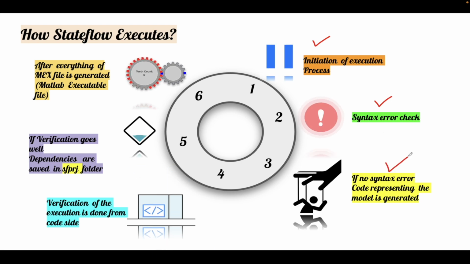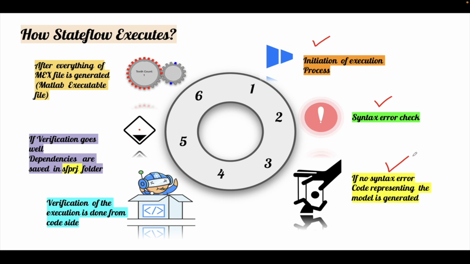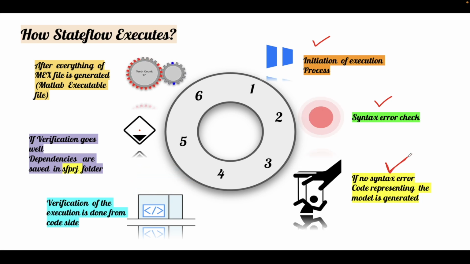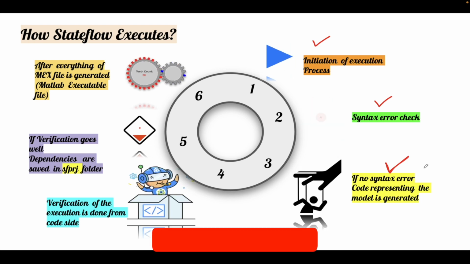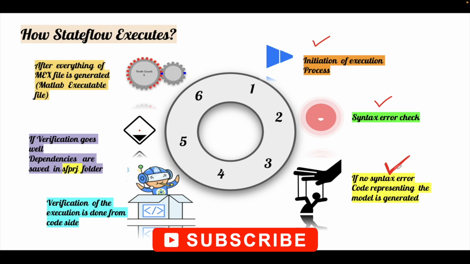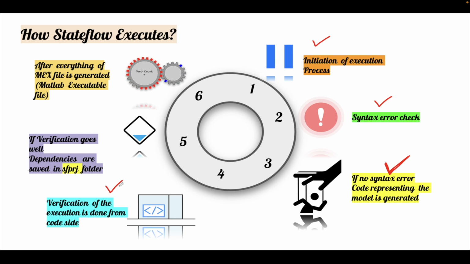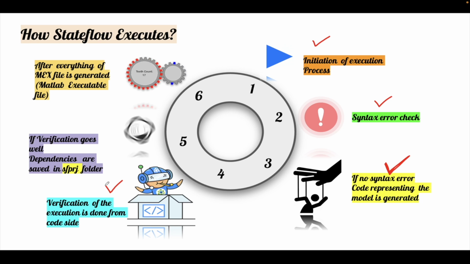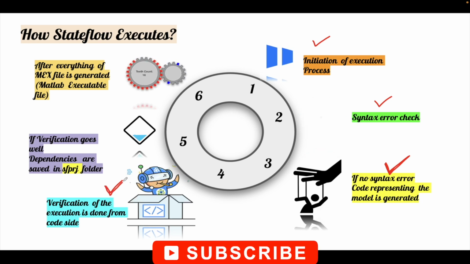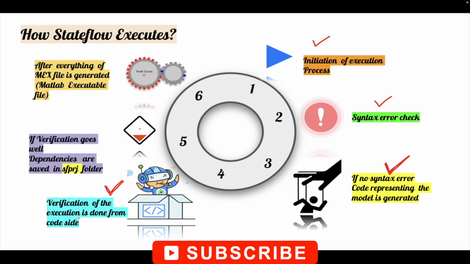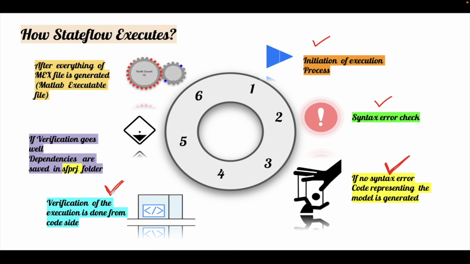Once all the syntax errors are removed from the model, it enters the phase of model code generation. If there is no syntax error, code representing the model is generated and it will be checked at the next stage, like the verification that the code that is generated is representing the model that we have developed or not. It will check all the behaviors that we have implemented in our model with respect to the code and the code with respect to the model, and it will finally conclude that it has developed the proper model.